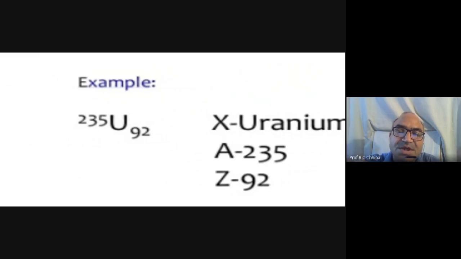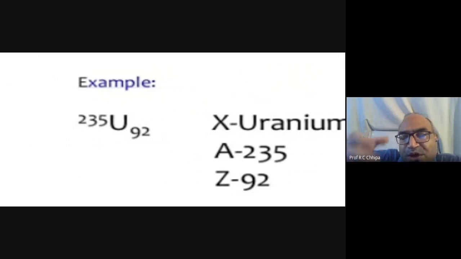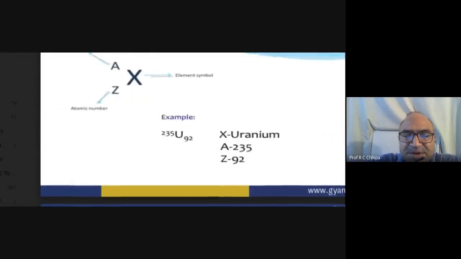Regarding the weight, suppose there is a cation or anion. For example, take sodium. Sodium itself has 11 electrons and 11 protons. But if one electron is removed from sodium, it becomes the sodium cation. So how many electrons does the sodium cation have? 10 electrons. But the mass number of sodium is 23. Why 23? 11 are protons and 12 are neutrons, so 11 plus 12 gives mass number 23. In the sodium cation, one electron is removed, so only 10 electrons are there. The weight of electrons is negligible compared to the whole weight of the atom. So this is the representation.